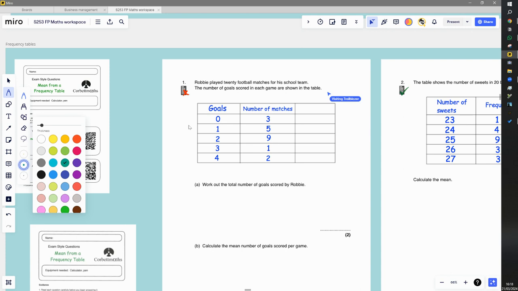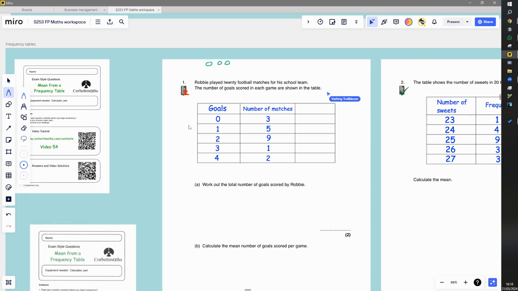Now, if we were to just write down the number of goals he scored for each match every time, it would look like this. You'd have a 0, then another 0, and another 0, and then you have 5 1s, and then you'd have 9 2s. And then we'd have 1 3, and we'd have 2 4s. So these are all the numbers of goals he scored for every match. Sometimes he scored 0, sometimes he scored 1 or 2 or 3 or 4.